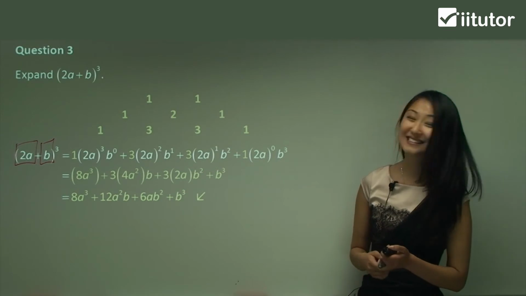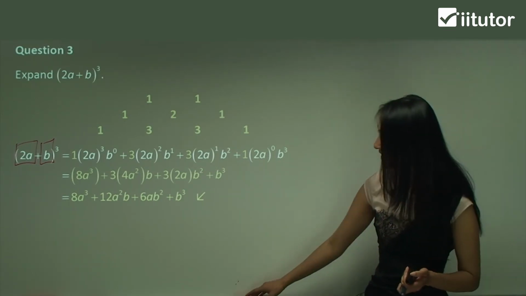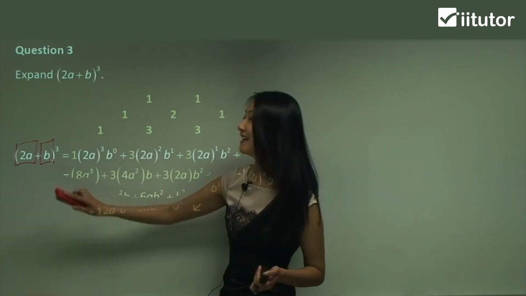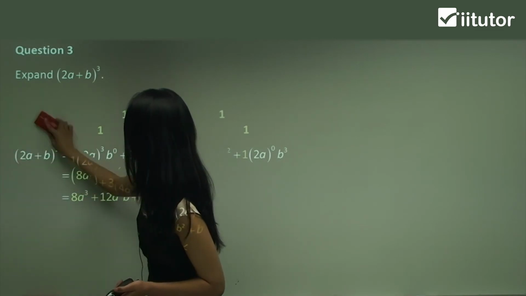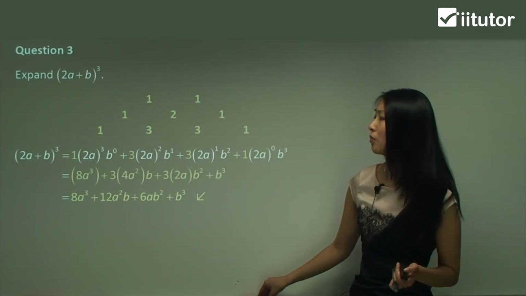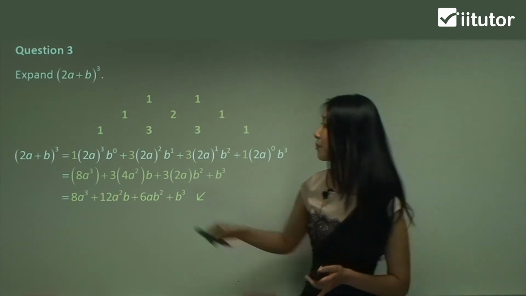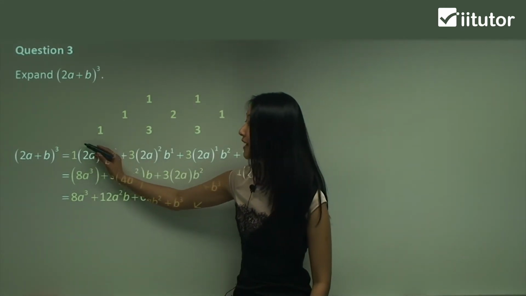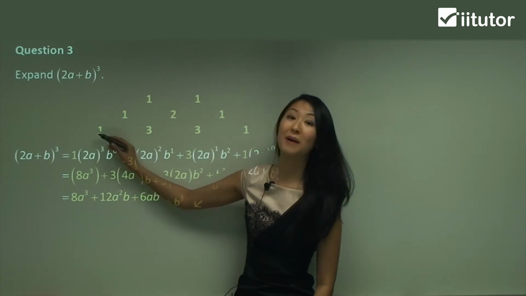All right, so exactly the same principles, only difference is that we have 2a here instead of a. And what's really important, because I think this is where a lot of students go wrong, is make sure you put your brackets here. So you have to have bracket, bracket, to the power of 3.